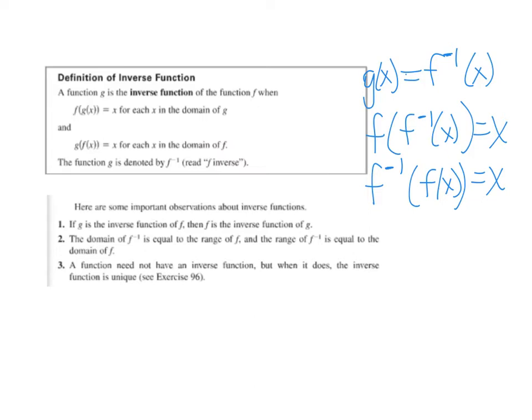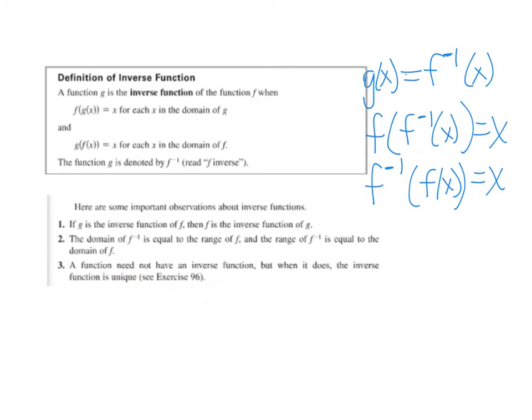So here are some important observations. It talks here about the inverse functions. If g is the inverse of f, then f is the inverse of g. So it is a one-to-one relationship there. And it says the domain of f inverse is equal to the range of f, and the range is equal to the domain. And we saw this earlier on one of our assignments. A function need not have an inverse function, but when it does, the inverse function is unique.